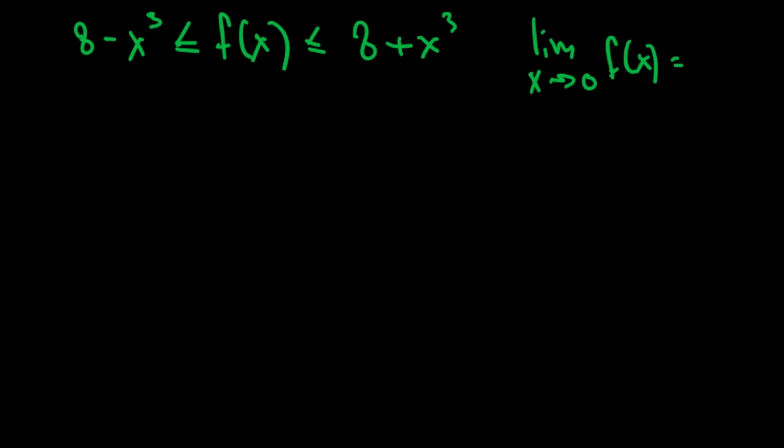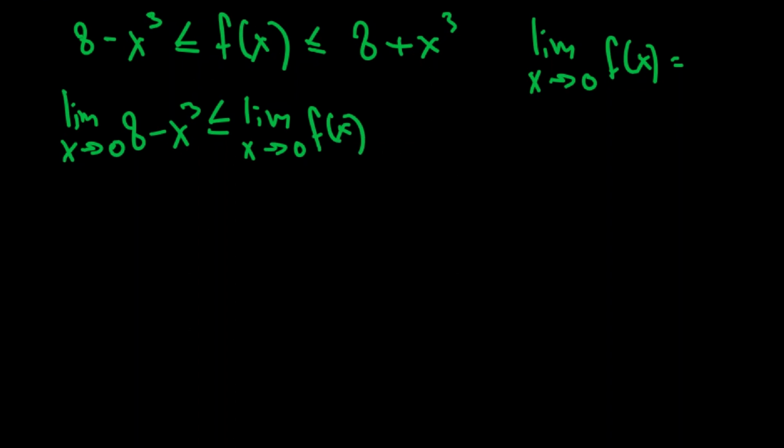In this case, we're given the outer functions. However, we're not given the middle function. We're not given what f of x is. But we can apply squeeze theorem to know what the value is for this limit. So if we apply the limit as x approaches 0 to everything, for 8 minus x cubed, then the limit of f of x is also less than or equal to the limit as x approaches 0 of 8 plus x cubed.